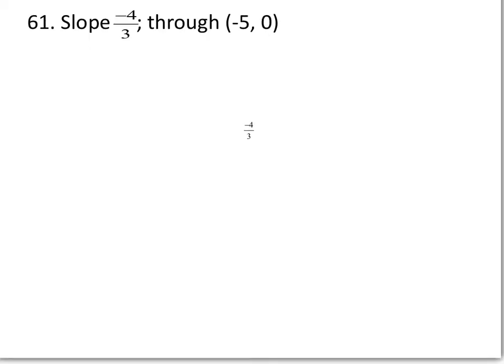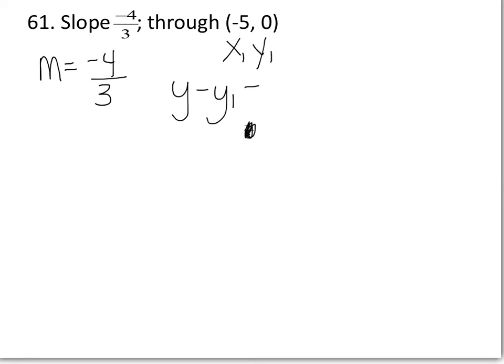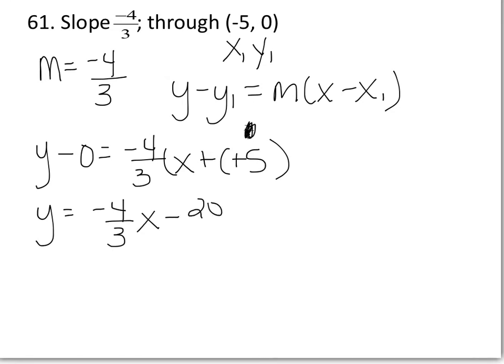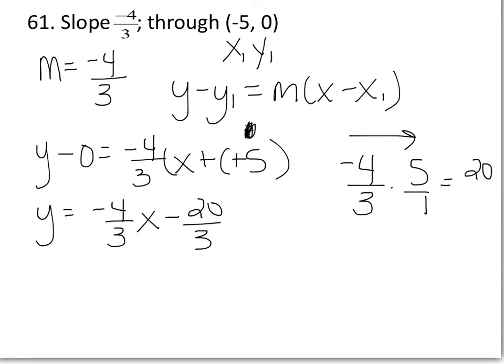Okay, on this one they told you that the slope is negative 4/3, and you have through the point negative 5, 0, so you have x1, y1. Ignore this right here. So you have y minus y1 equals m times x minus x1. So you have y minus 0 equals negative 4/3 x minus negative 5. Add a line, change the sign. Y equals negative 4/3 x minus 20/3. Because when you multiply negative 4/3 times 5/1, remember when you multiply it straight across, you get negative 20/3.